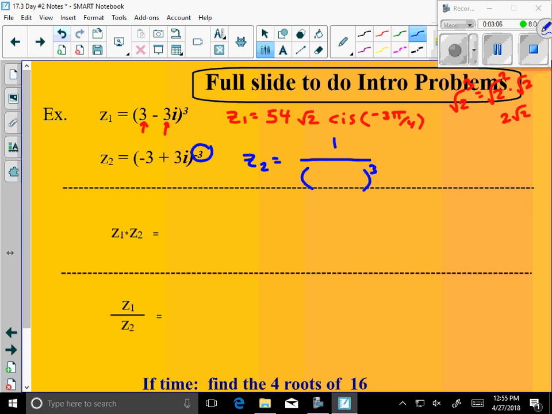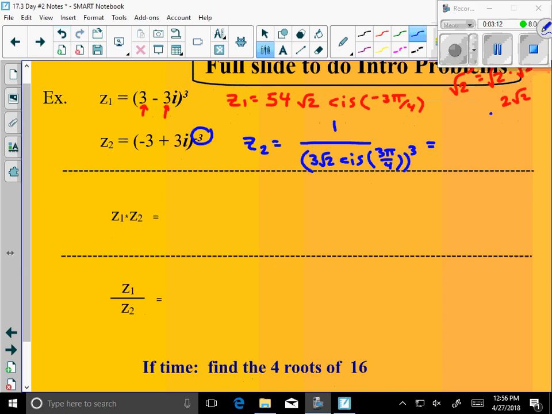Would you take a couple minutes and see if you can find cis form for the denominator, please? Okay, I'm seeing this. Oh, that's nice. It's going to be 54 root 2 again. Cis what? 9 pi over 4. 9 pi over 4 is just going to be pi over 4.